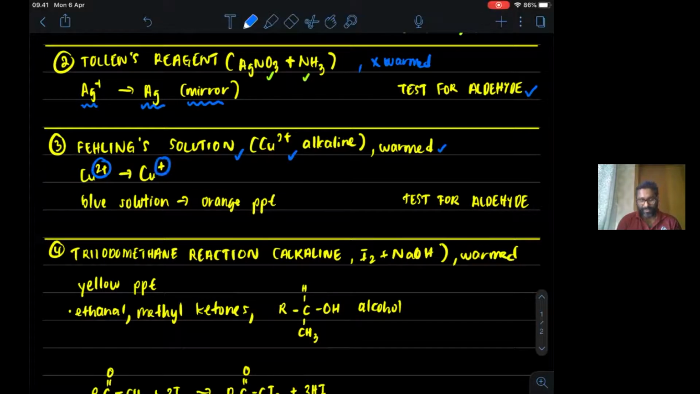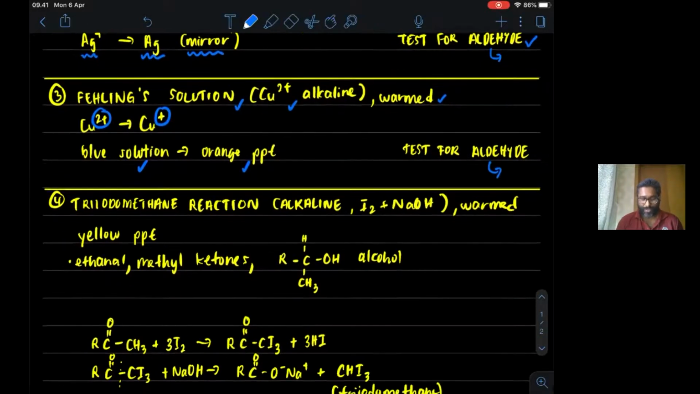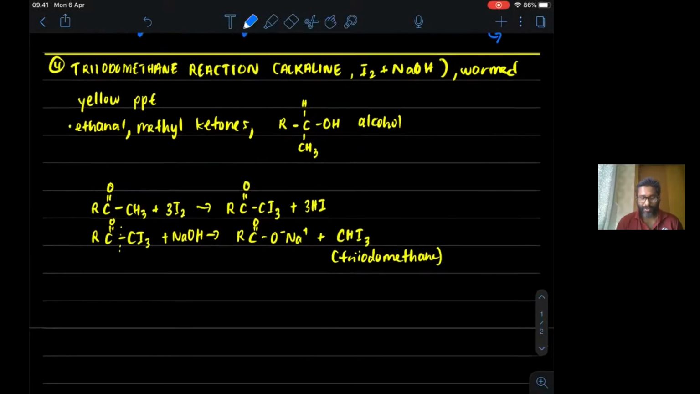Basically, Tollens' reagent and Fehling's reagent, the way they function, they are mild oxidizing agents. So they are generally oxidizing aldehyde. If you test with ketone, ketone doesn't have any reaction with both. The positive observation, if you are using aldehyde, is that you change the blue solution of Cu2+ in Fehling's solution into an orange precipitate. Take note.